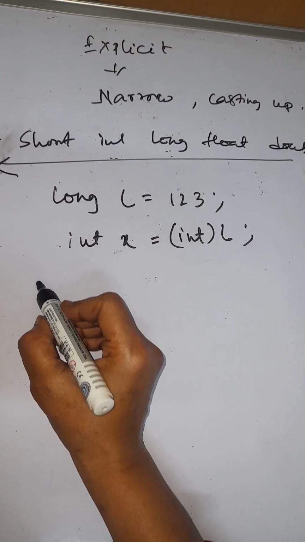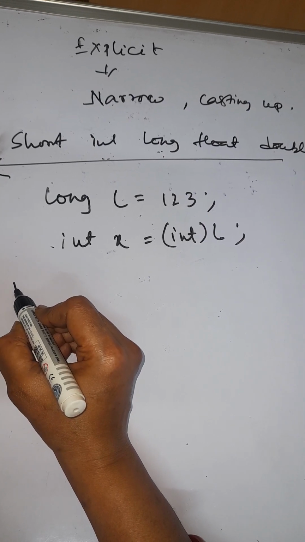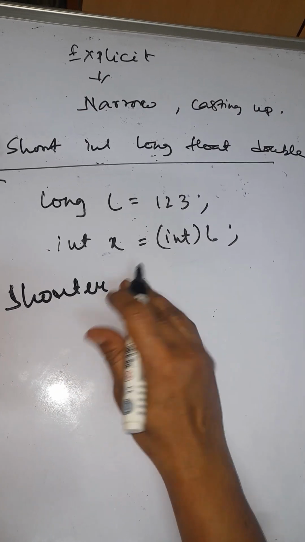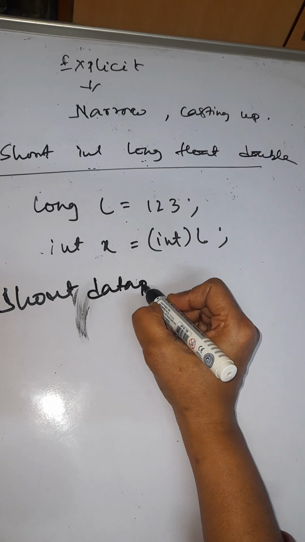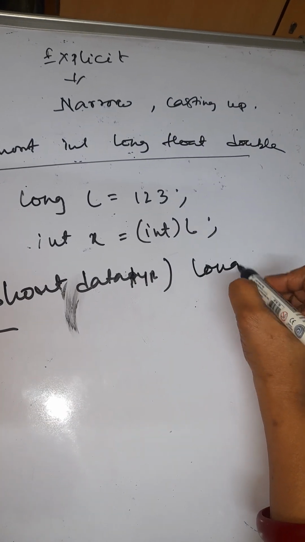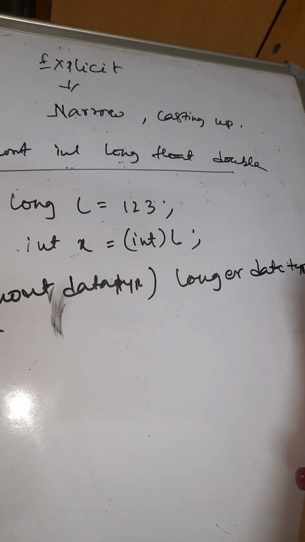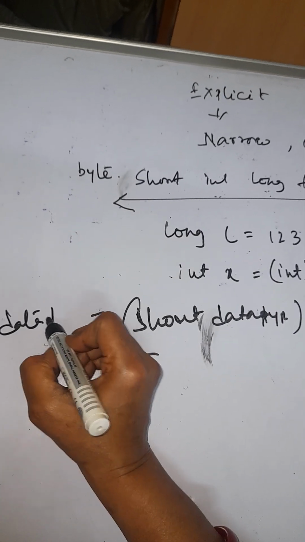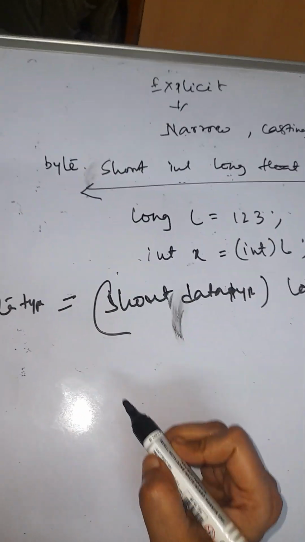So what is the syntax? Basically, it will be the shorter data type in brackets, followed by the longer data type variable. If you want to convert like this, then you can store it as per your data type, which is the shorter data type. Clear?